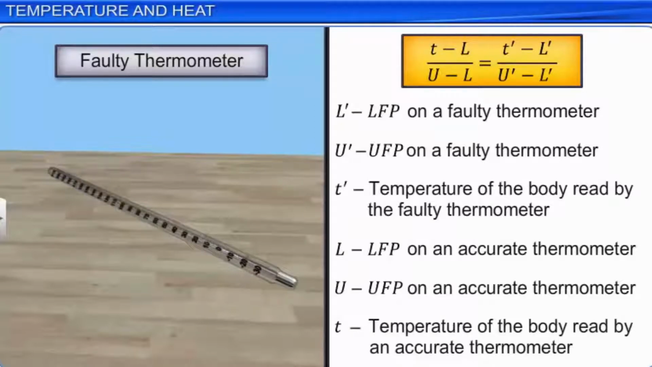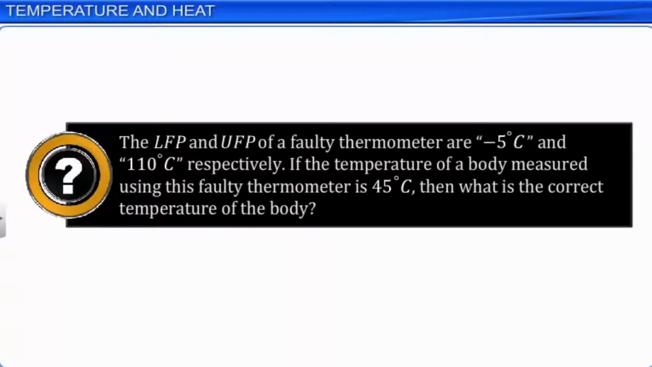Let's solve a problem based on this formula. The LFP and UFP of a faulty thermometer are minus 5 degrees Celsius and 110 degrees Celsius respectively. If the temperature of a body measured using this faulty thermometer is 45 degrees Celsius, then what is the correct temperature of the body?